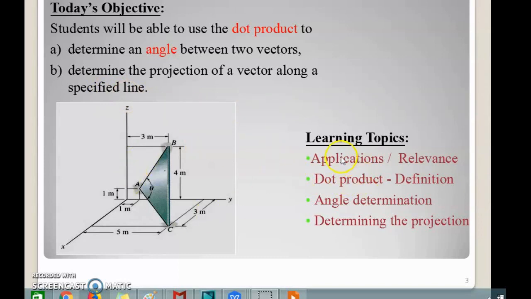Alright. So this time we are going to learn about the dot product, and this is the list of the topics, which is application, dot product definitions, angle determination, and determining the projection.